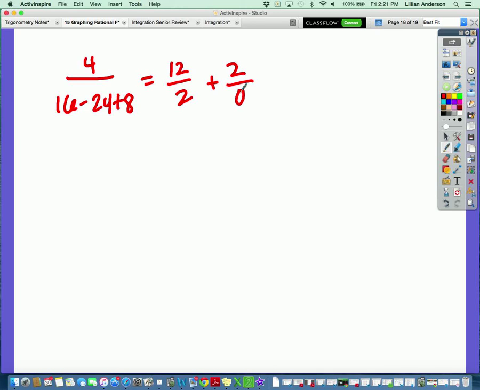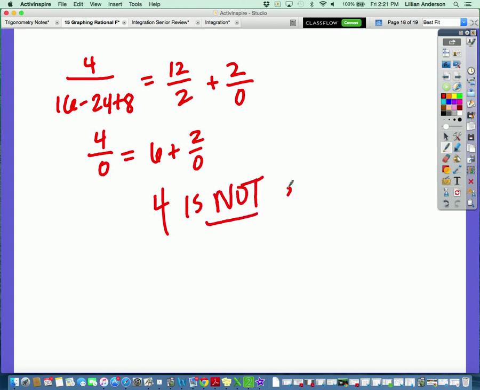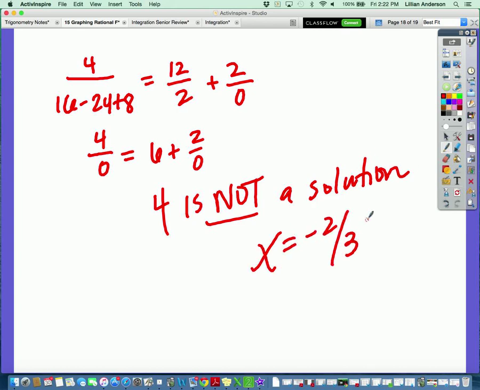No, you cannot. So this means that this is not a solution because you're basically going to have 4 over 0 over here, and then you got a 6 plus a 2 over 0. This is undefined here. A number can't equal something that's undefined. So 4 is not a solution. So the only one that is a solution is x equals negative 2/3. So when I plug that in, that will work.